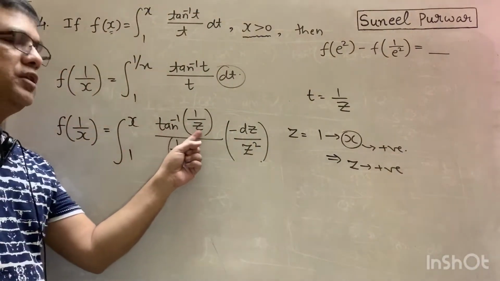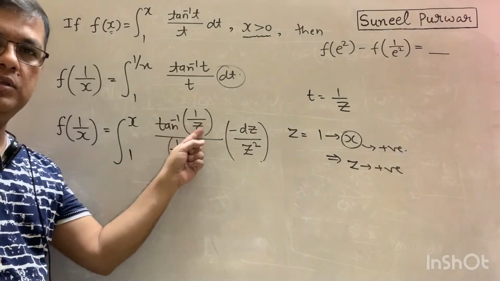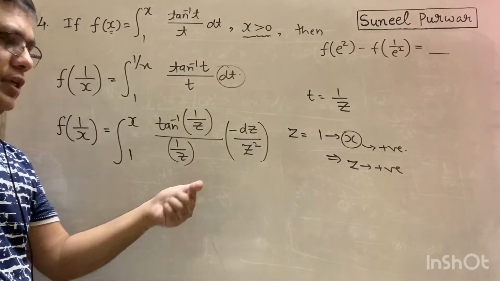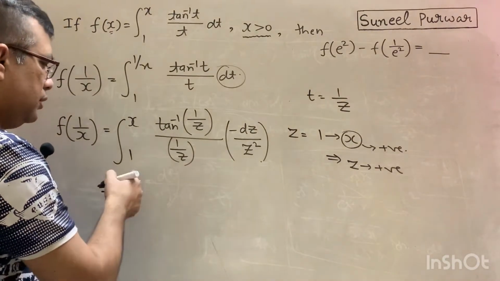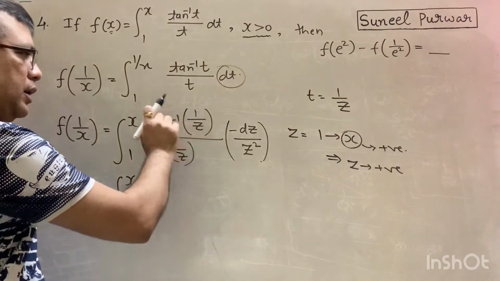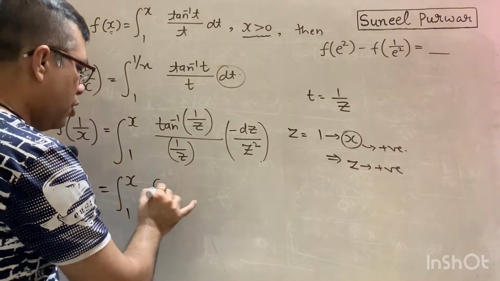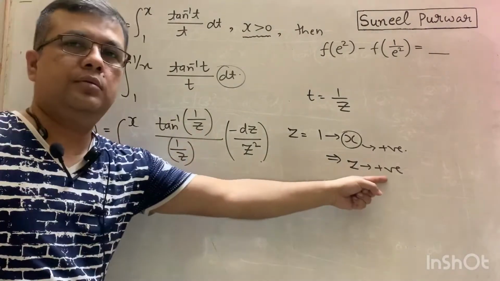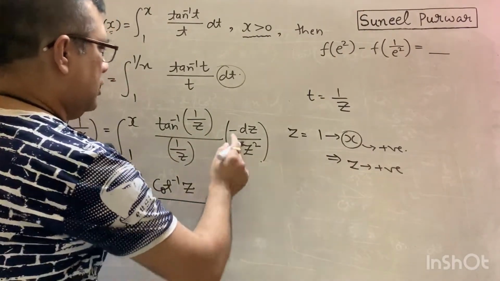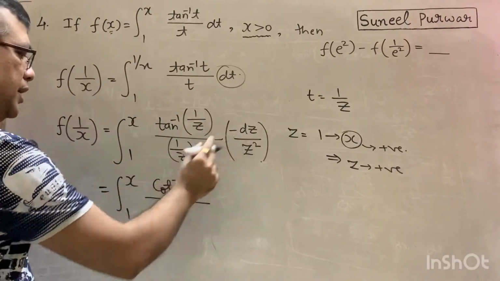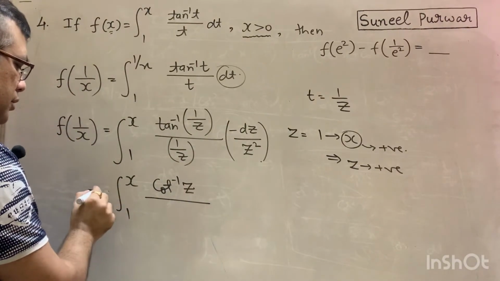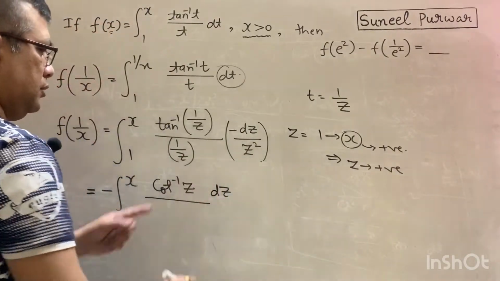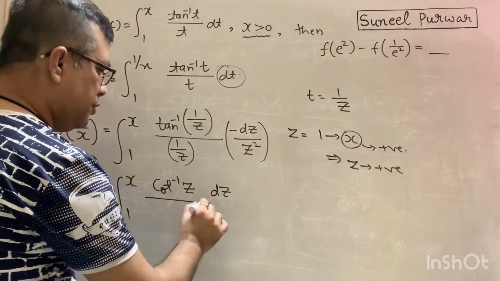So for positive number z, tan inverse of 1 by z will become what? Can be written as cot inverse of z. Okay. So this is 1 to x. Tan inverse of 1 by z became cot inverse of z, because z was a positive number. Okay. And what is the scenario here? This is minus, which we can write outside the integral, minus, okay, dz upon z. This is 1 by z and z square will produce z.